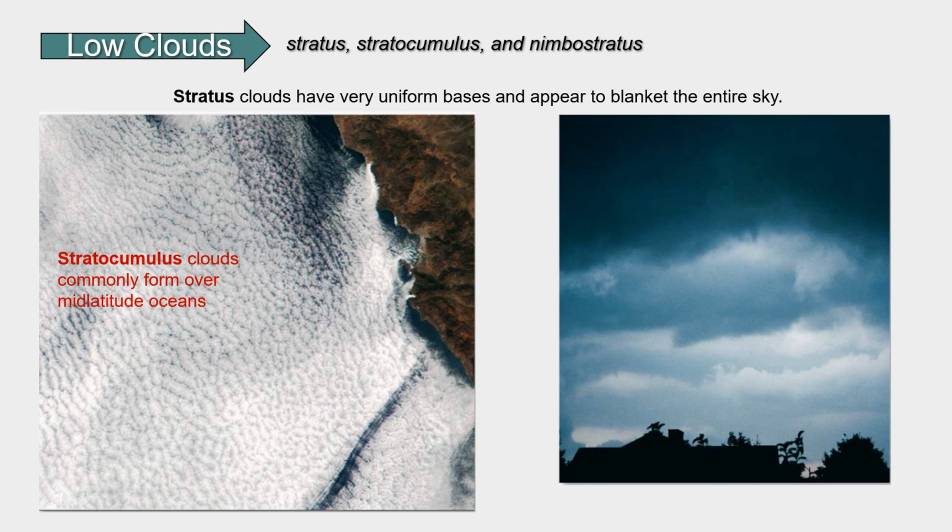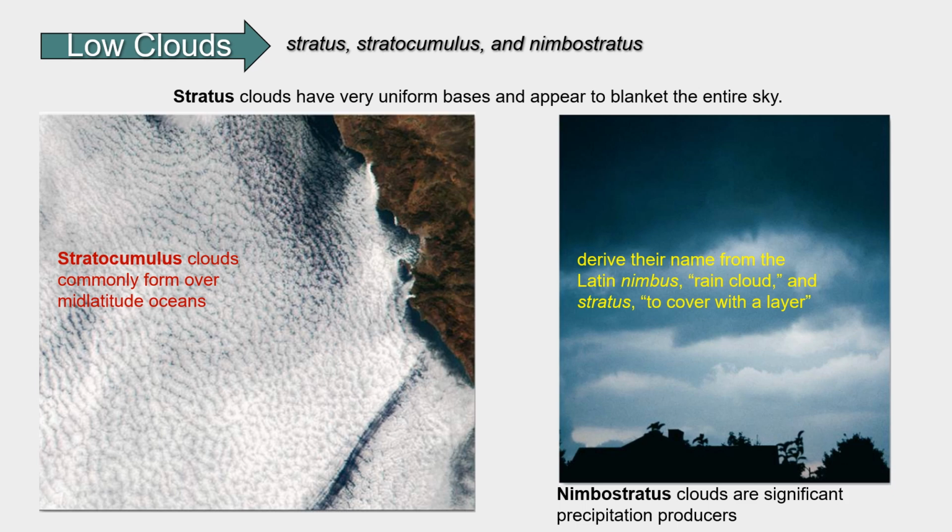Another is the nimbostratus. In this picture, these dark gray layers are what we call the nimbostratus. They often exhibit a ragged-appearing base, and the name derives from the Latin word nimbus, meaning rain cloud, and stratus, meaning to cover with a layer. Nimbostratus clouds are significant precipitation producers.